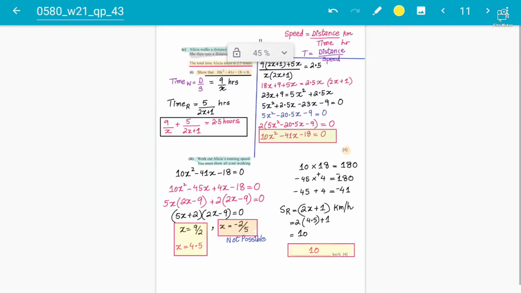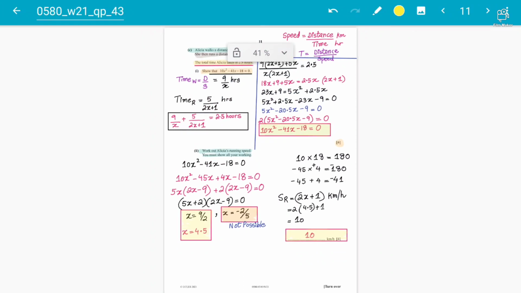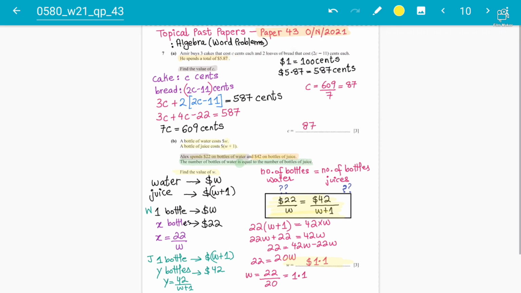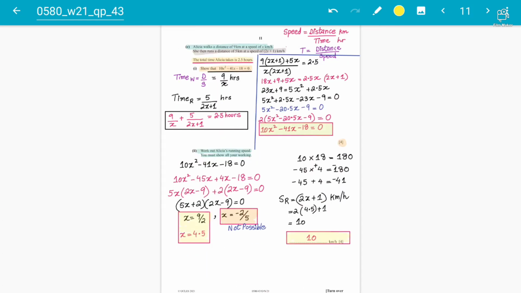So that is basically, in a nutshell, how parts C and D look for this paper of October November 21, paper 4-3. We'll discuss more questions. Stay tuned.